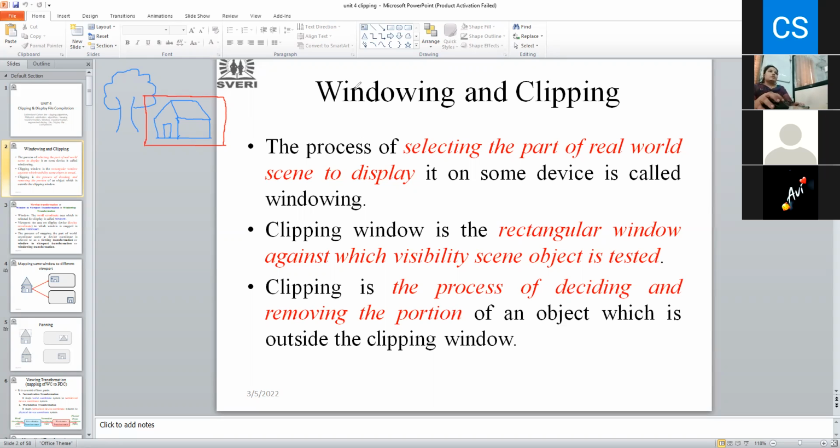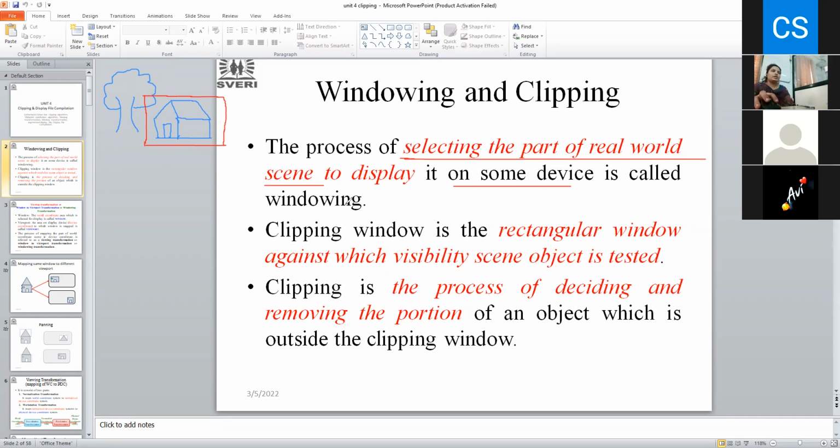So we will see what is the meaning of windowing. Windowing is nothing but the process of selecting the part of the real world scene to display it on some device. Here we are selecting the part of the real world scene. This is your real world scene. Out of that we are selecting some portion and we are placing it on some device. आपण मोबाईल मध्ये फोटो क्लिक केलेला आहे. So we are placing it on mobile. This process is called as windowing.